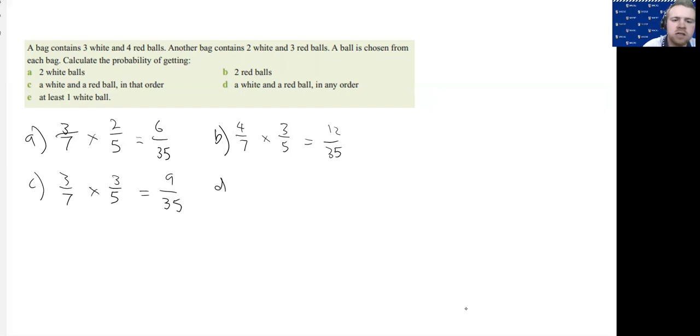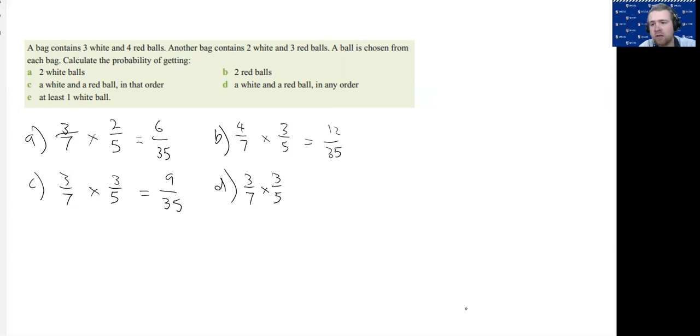And then for D, a white and a red ball in any order. So again, assuming that the first bag is this one. Okay, so this is actually an interesting thing. So we need to consider all of the different ways that we can get this. First of all, we could get it the way that we did it originally, so 3 out of 5. And that would be if we got a white and then we drew a red.